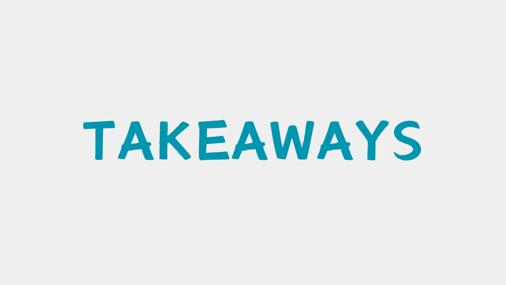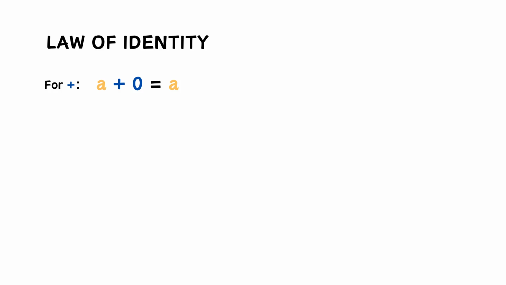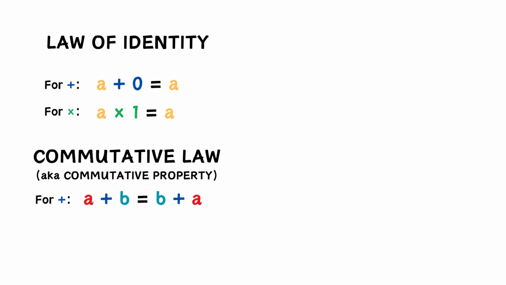So let's quickly recap. The law of identity for addition states a plus 0 equals a. The law of identity for multiplication states a times 1 equals a. The commutative law for addition states a plus b equals b plus a. The commutative law for multiplication states a times b equals b times a.